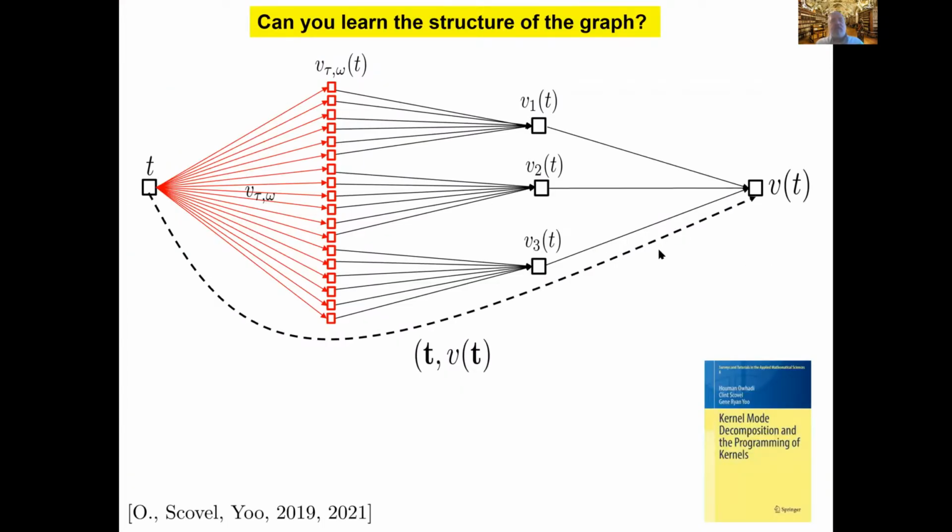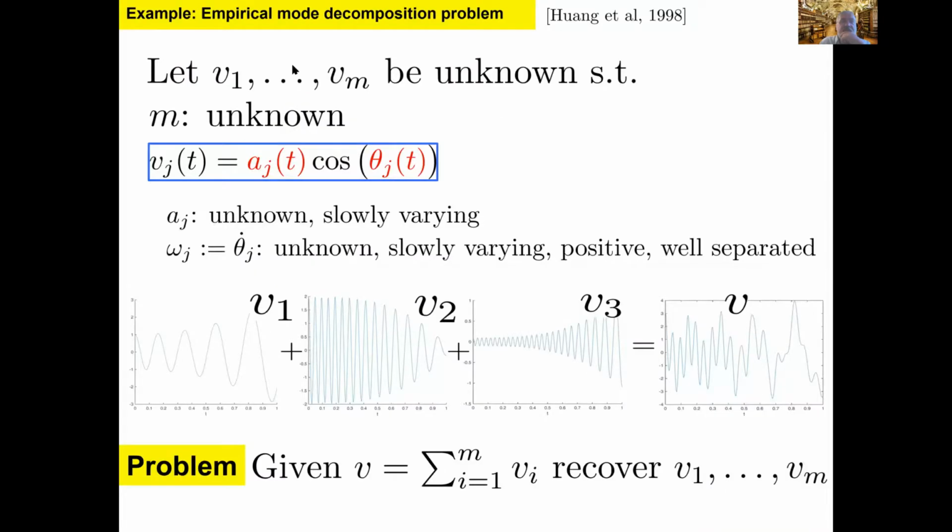Now, so far we have looked at computational graph completion problems where the structure of the graph was given a priori. Question: can you use the data not only to compute the graph, but also to learn the structure of the graph itself? Well, I will now provide a positive answer to this question by considering the following empirical mode decomposition problem as formulated by Huang.